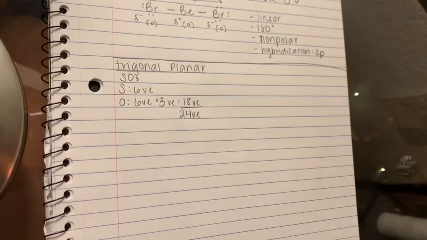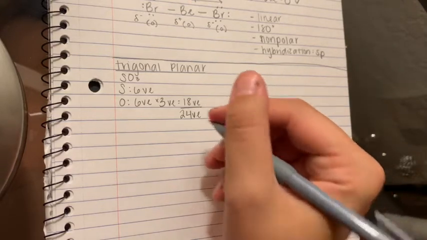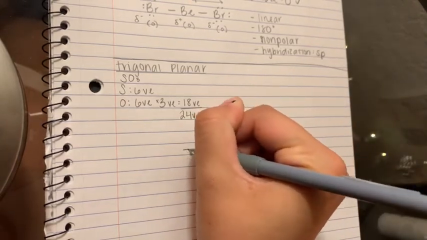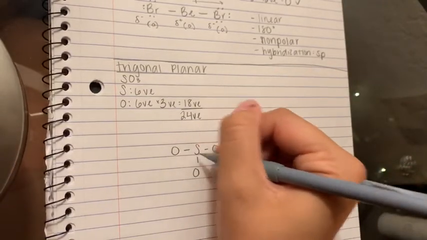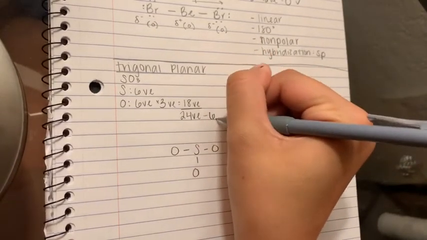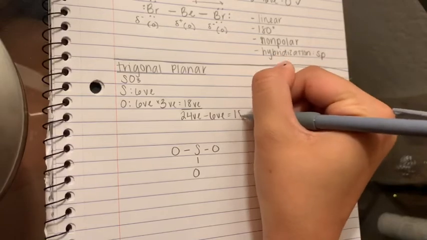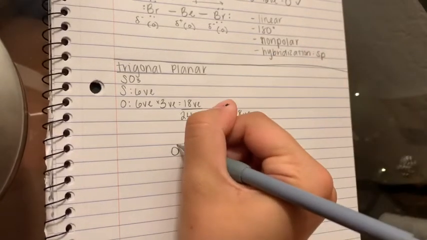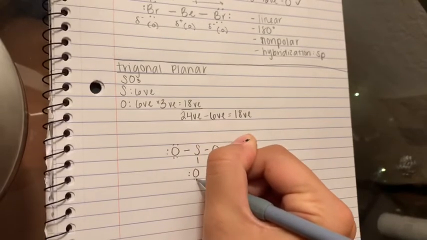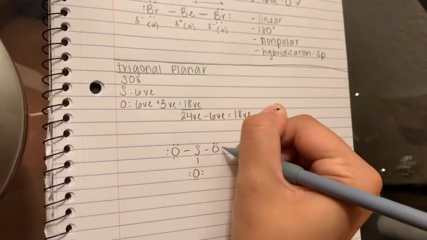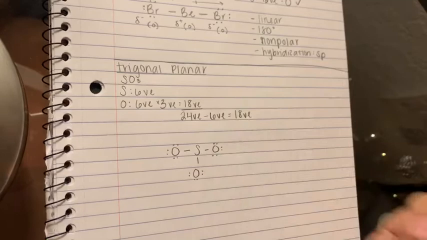So then you're going to put the least electronegative in the center, which is the sulfur, and then bond it to your oxygens. And so that's 1, 2, 3, 4, 5, 6. We have to take that away, which leaves us with 18. I fill in the rest: 1, 2, 3, 4, 5, 6, 7, 8, 9, 10, 11, 12, 13, 14, 15, 16, 17, 18.